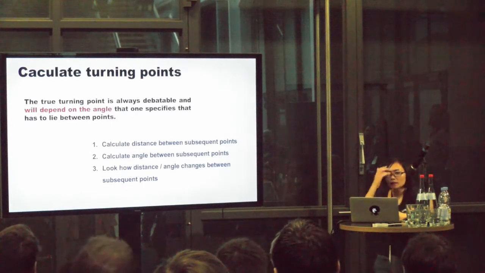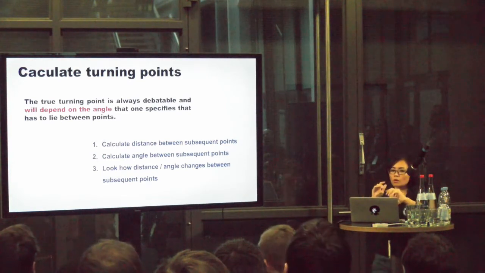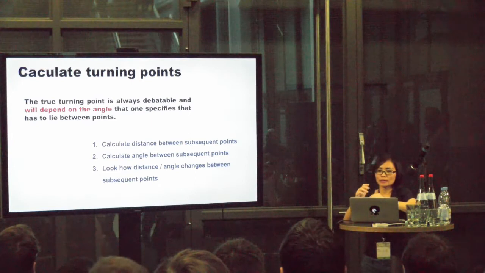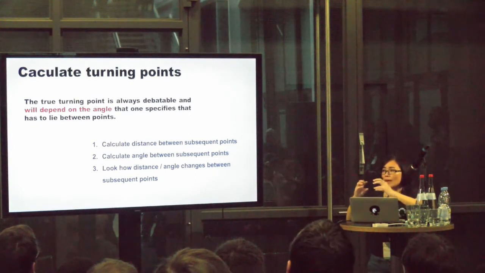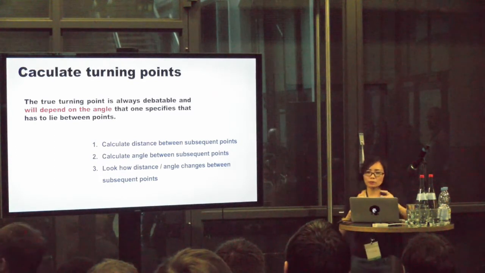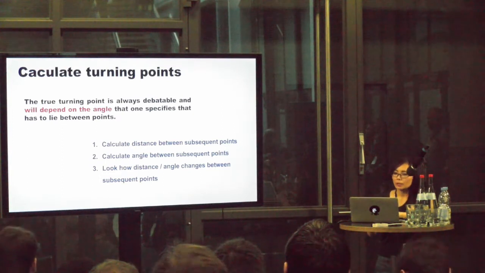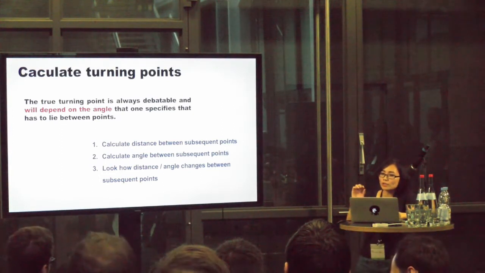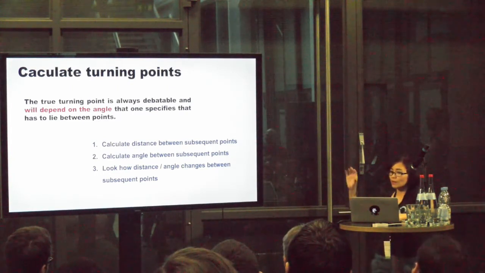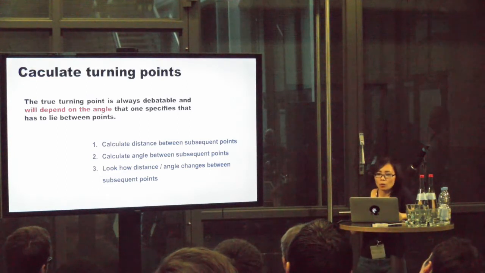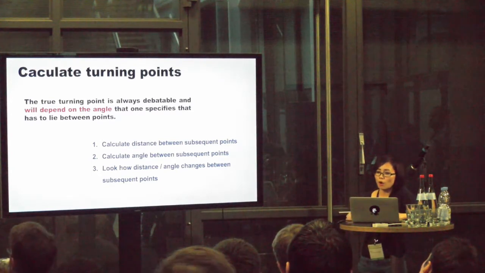We know that actually the turning point has already passed, and we depend on the angle that we specify and have to lie between the points. So when we want to do it, we calculate by three main steps. First, we calculate the distance between the subsequent points. Second, we calculate the angle between the subsequent points. And in the last step, we look at how distance and angle change between the subsequent points.